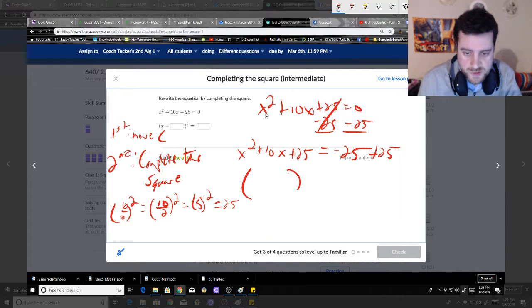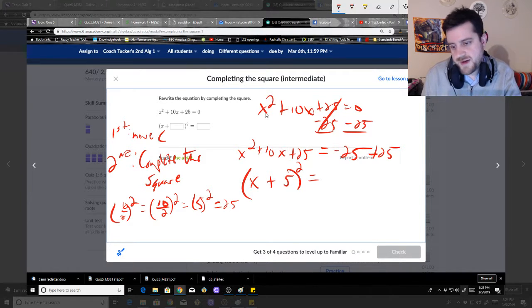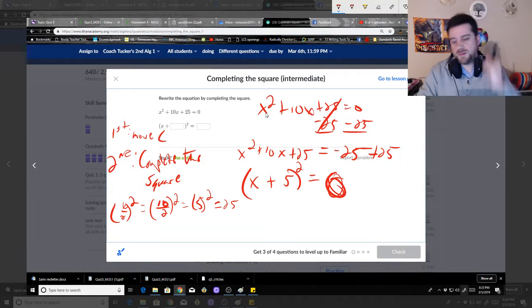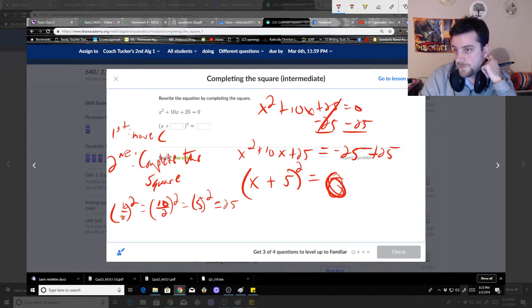So how do you write the trinomial? Take the square root of the first term, the square root of the last term, take the sign in front of the 10, and square it. Then just simplify the other side, which just happens to be 0. So there we go: x plus 5 squared equals 0.